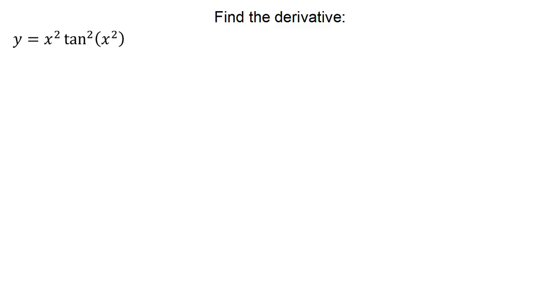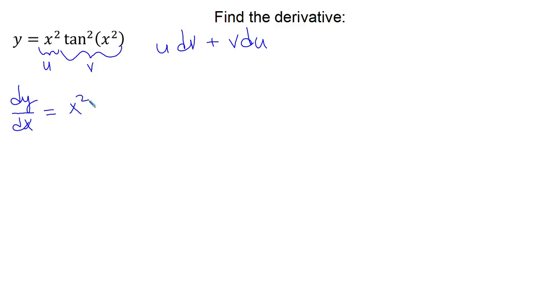For number 10 here, this one's going to get a little bit more complicated because it's a product of two functions, right? It's a product of x squared and tangent squared of x squared. So we're going to use the product rule to begin with. Right, so dy/dx should be, and we'll write out the product rule, u dv plus v du. So dy/dx is x squared, and then times the derivative of v. So over here onto the side, we're going to find out what the derivative of v is. V is the tangent squared of x squared.